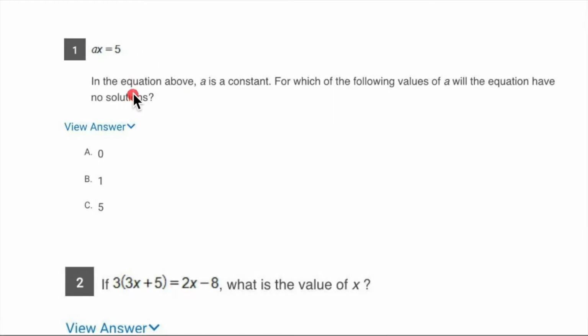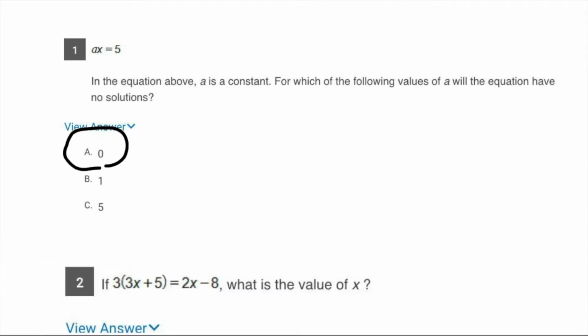This one says, in the equation above, A is a constant. For which of the following values of A will the equation have no solution? Well, if we put in 0 for A, 0 times anything is 0. 0 cannot equal 5, so the answer to this one is 0. If you put the other values in, there's possible values for X that would make it true.